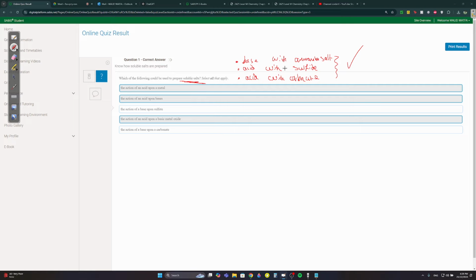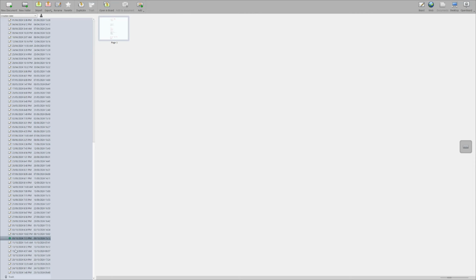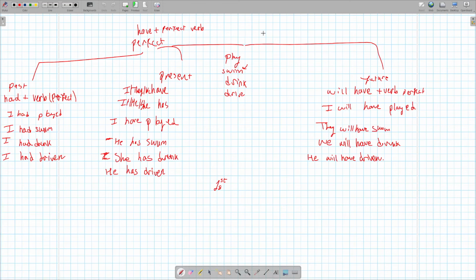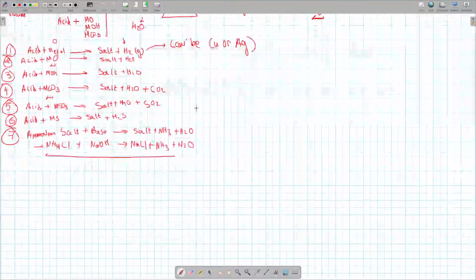Why some people got it wrong is because they didn't say metal before, and apparently it doesn't matter. I was one of the people who got it wrong, but it doesn't matter if they don't put metal. The only thing you really care about is if they say carbonate. But this is wrong because they said base. It should be acid. The only one with base to get a soluble salt is... I should find it somewhere here. Yeah, here.